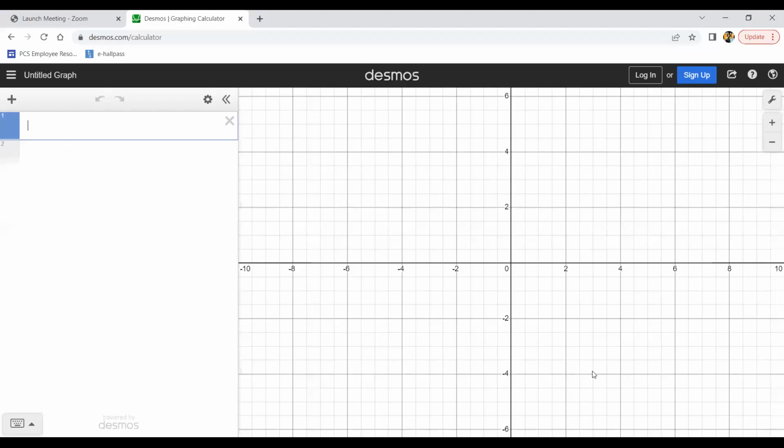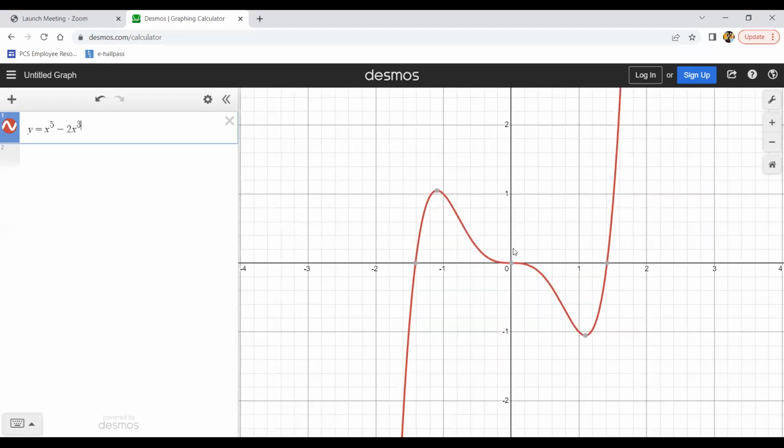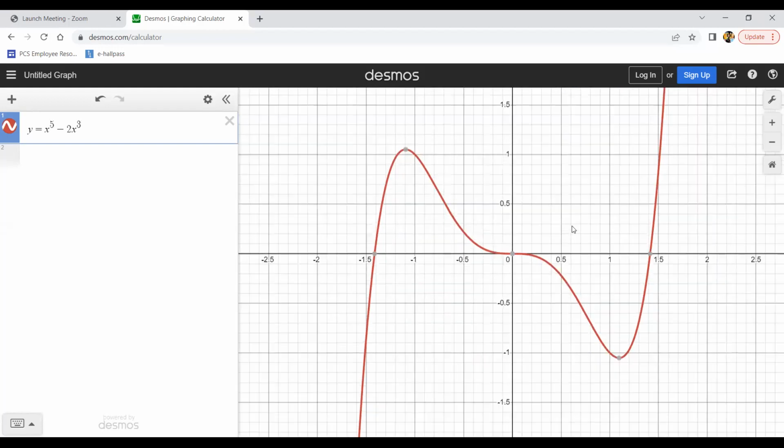All right. So the first equation we have y equals x to the fifth minus 2x to the third. Is everybody good with plugging these in? Can we do that on Desmos? Okay, so everyone should be on Desmos. Are we there? We're getting there. And I'm gonna go ahead and zoom in just so I can see this better. All right, so once you get this graphed, I want you to hold up your computer so I can see it.